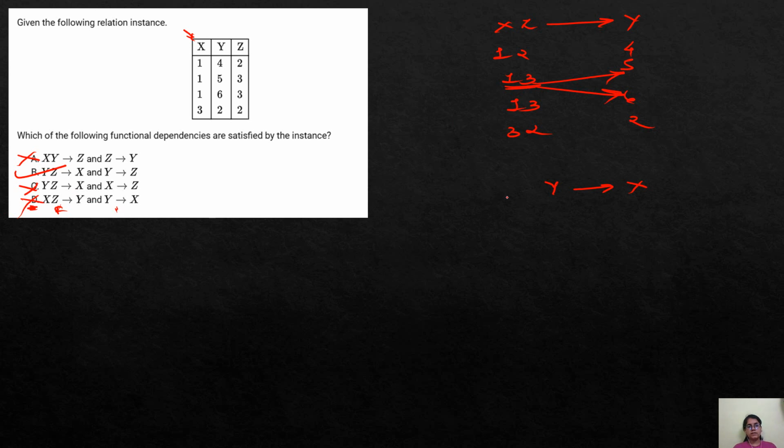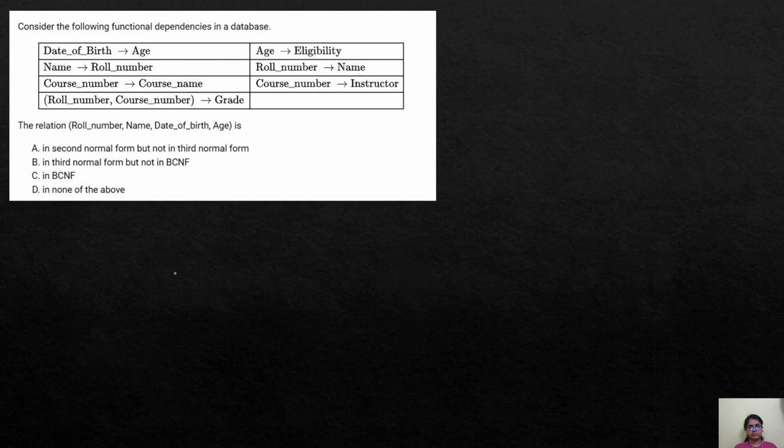Y values are 4, 5, 6, 2 and X values are 2, 3, 3, 2. These are all unique values and it is holding, but since the other one is not holding, it does not matter whether this one is true or false. That's why option D is incorrect. So the correct answer is B. I hope this question is clear to you. Let's move to the next question.